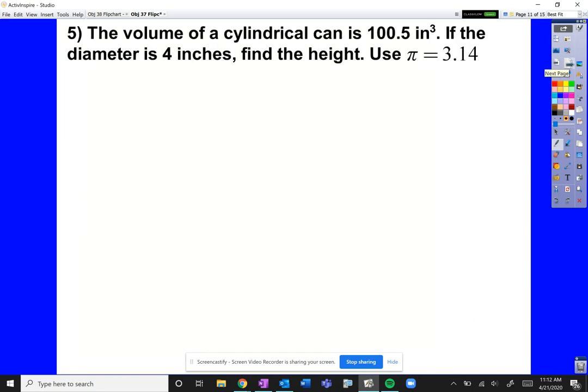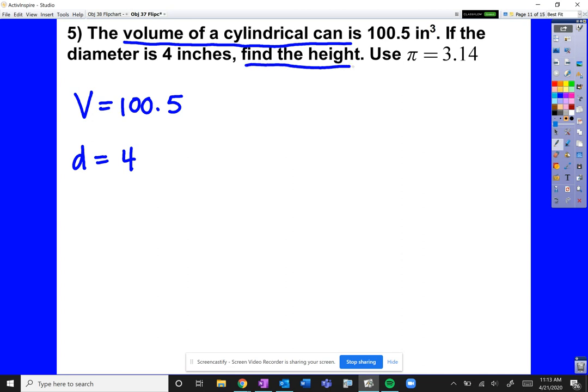All right, so now, once again, we know that we get comfortable with the formula, then we use it in a new way. So the volume of a cylindrical can is 100.5. So we are told the volume of a cylinder. The volume is 100.5 inches cubed. If the diameter is 4, find the height. Okay, so instead of trying to find volume, now we're just trying to find the height.